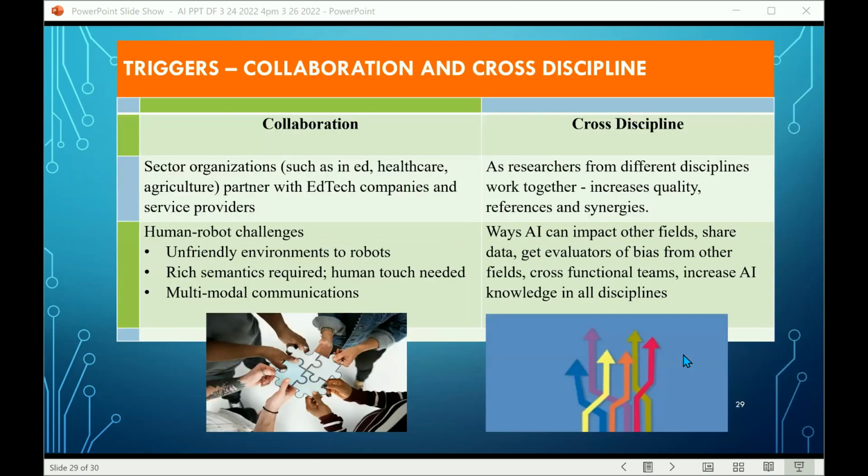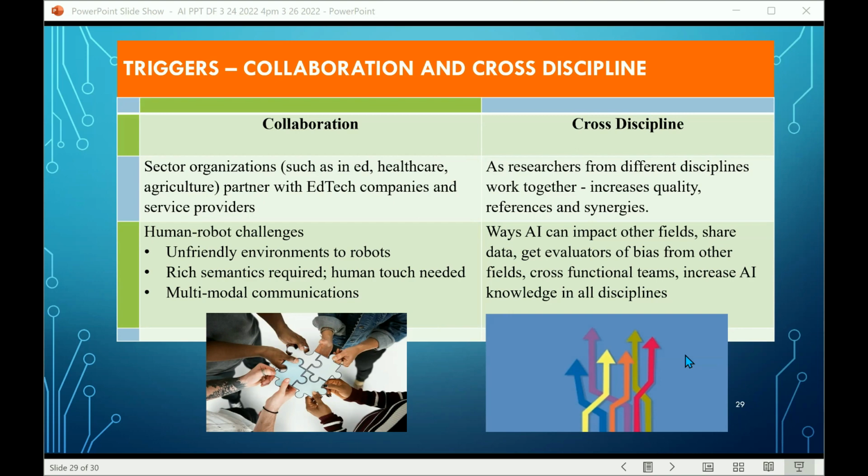And our final trigger is collaboration and cross-discipline. Basically, we're calling for partnering with ed tech and individuals and organizations to really make this happen. There are also challenges with human-robot interfacing. It's found that cross-discipline is very important because researchers who did those kinds of research had better quality research, used more references, and created synergies to be more innovative. So more sharing of data, getting people from different backgrounds, cross-functional teams, and working to increase AI knowledge in all the disciplines, across disciplines.